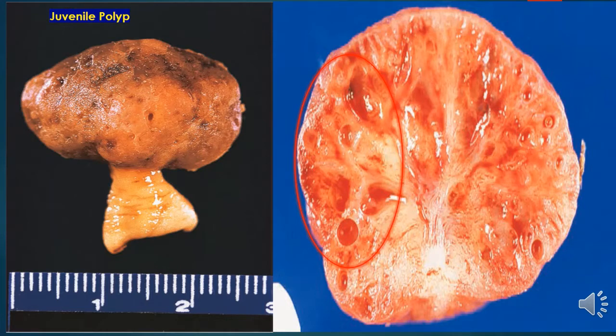I have seen many cases of the juvenile polyp in my residency period. Many of the cases are children under the age of 5 years. As you can see in this image, this is the outer gross image of the polyp, the outer aspect of the juvenile polyp, circumscribed, and the cut surface shows cystically dilated glands in an edematous stroma.